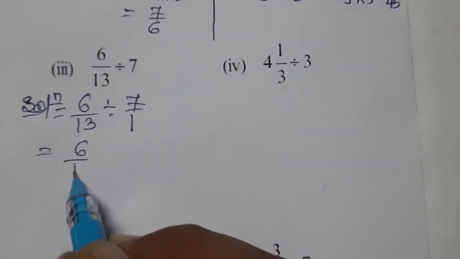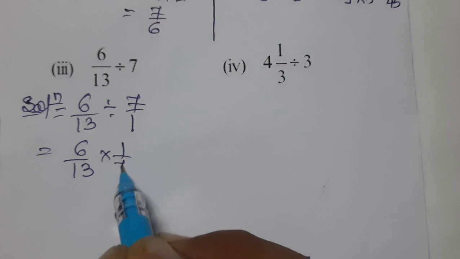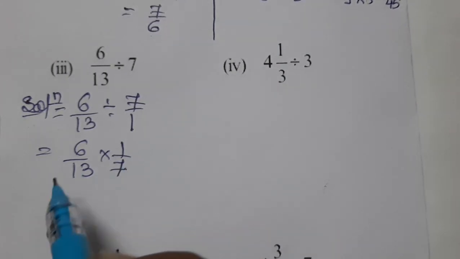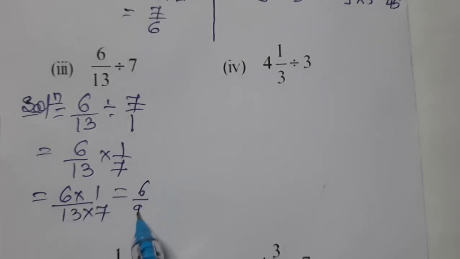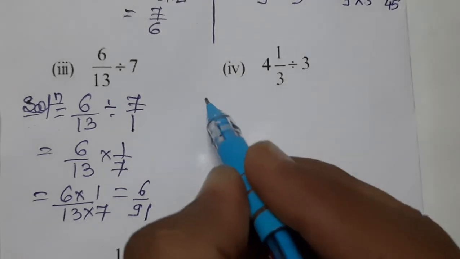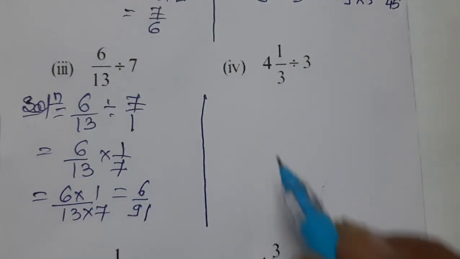Now take reciprocal again as usual. 1 by 7. Now multiply numerator with numerator and denominator with denominator. 6 1s are 6, 13 7s are 95. Similarly, question number 4 also.